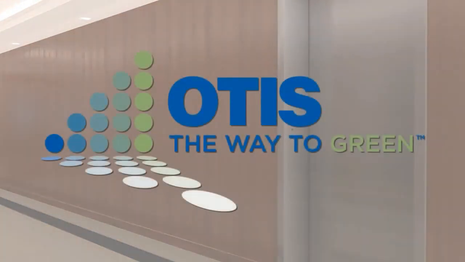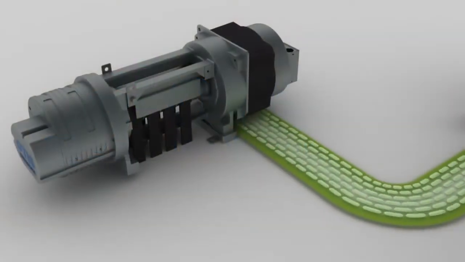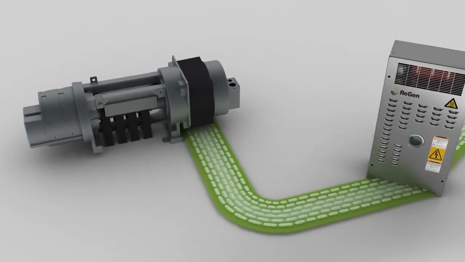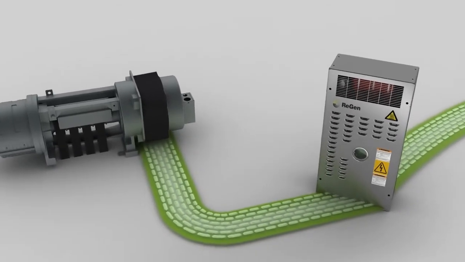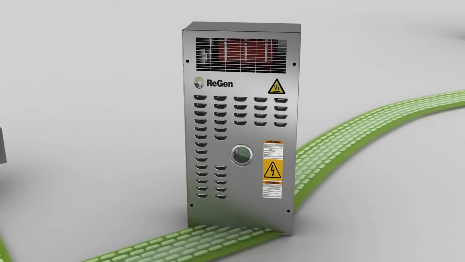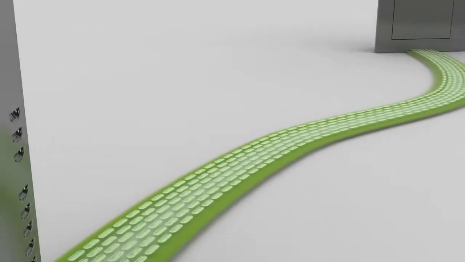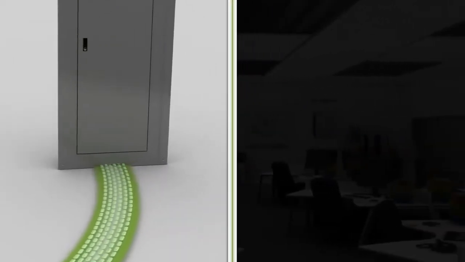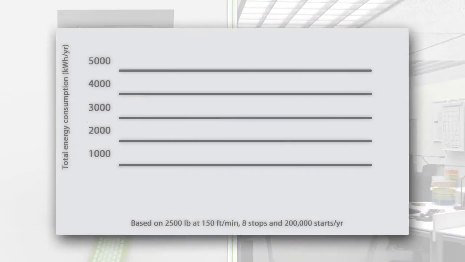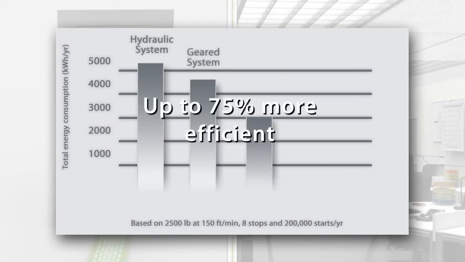Otis offers green technology standard on the Gen2 system with no additional charges. The Gen2 system is powered by an efficient permanent magnet machine and Otis's regen drives. Regen technology captures energy normally wasted as heat and feeds clean energy back into the electrical grid for use by other building systems. The result is an elevator system that is up to 75% more efficient than other elevator systems.